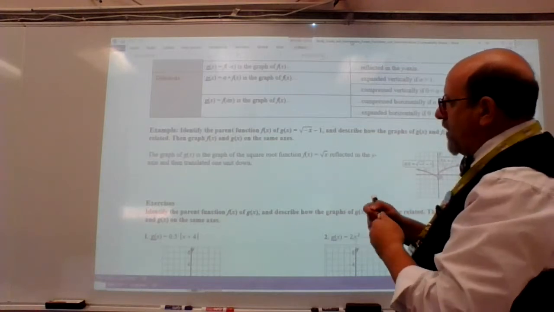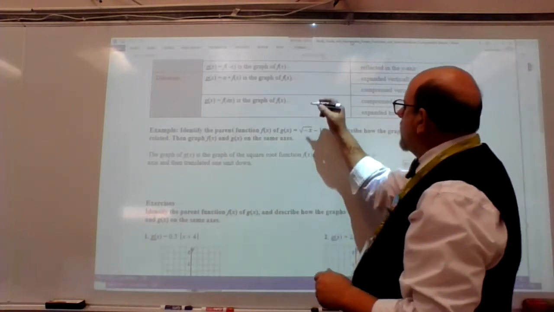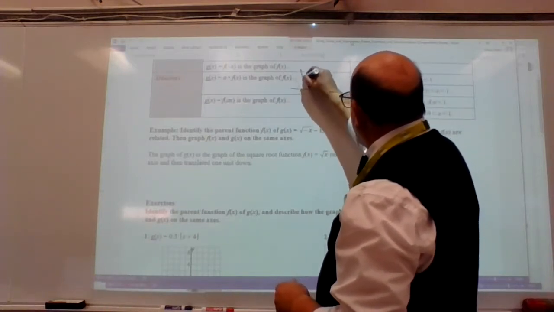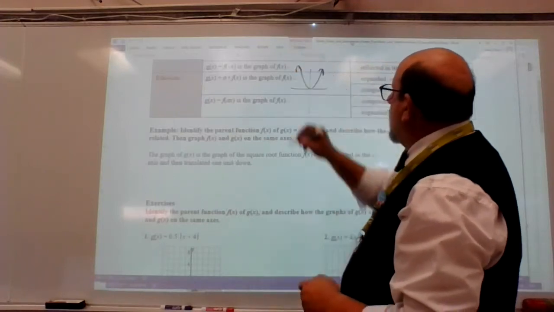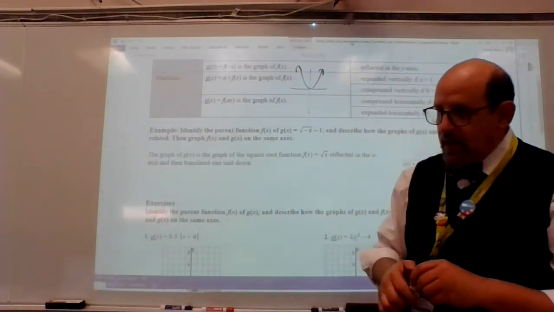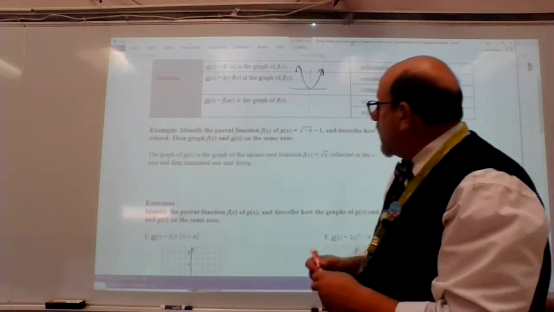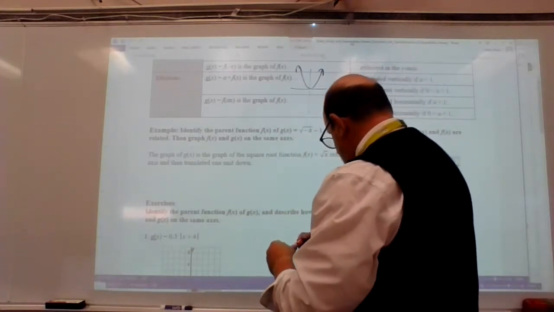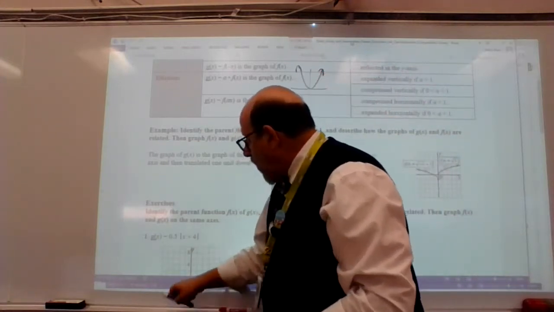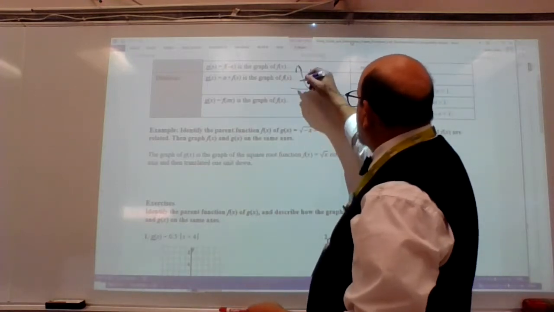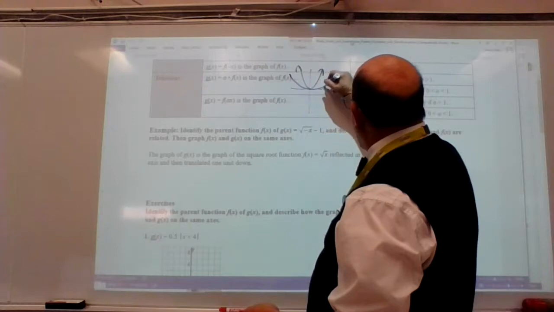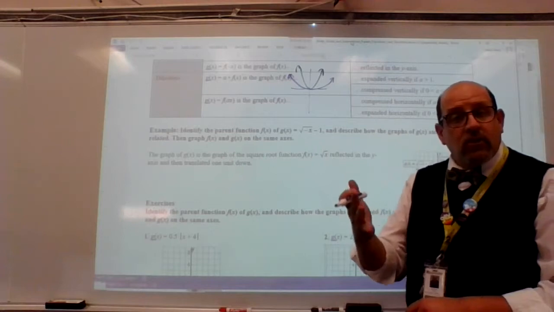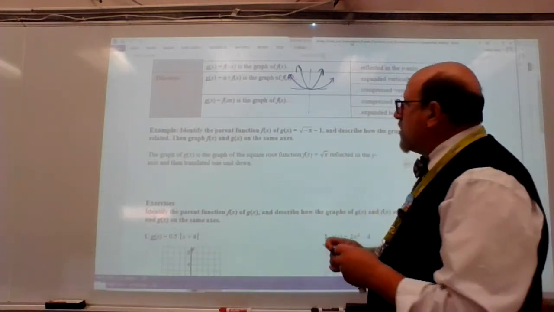If we're talking about f of x is x squared, here's what the function looks like. It's that parabola, right? If we say g of x is 1/4 x squared, that would be way out here and nice and flat. Okay, and it would look something like that. So that's one sort of dilation.